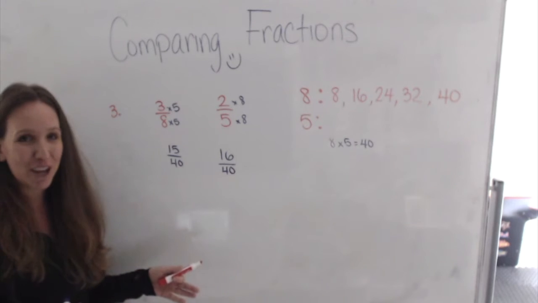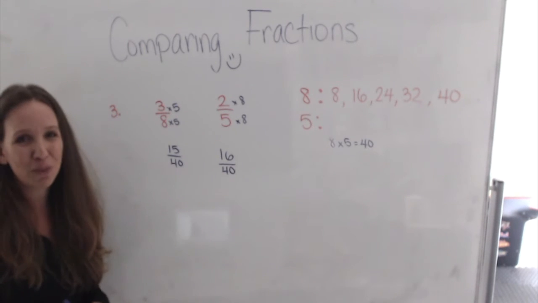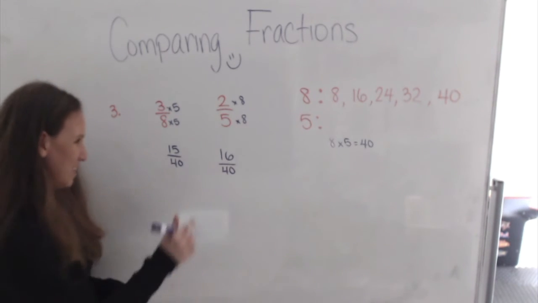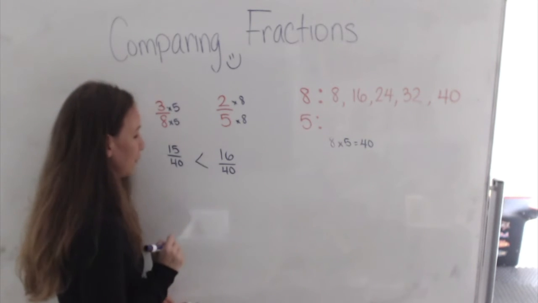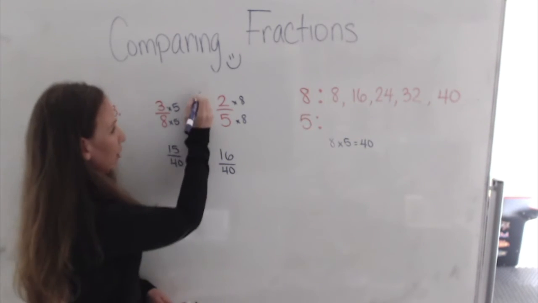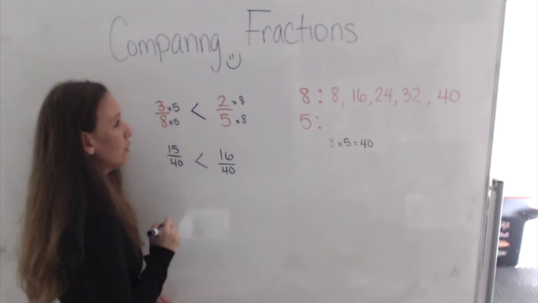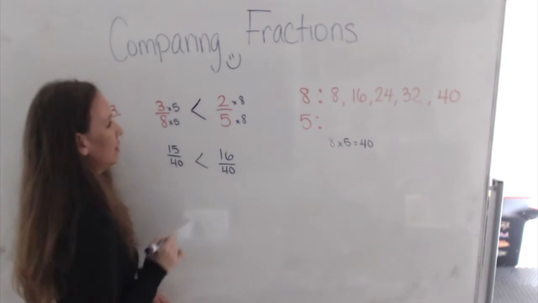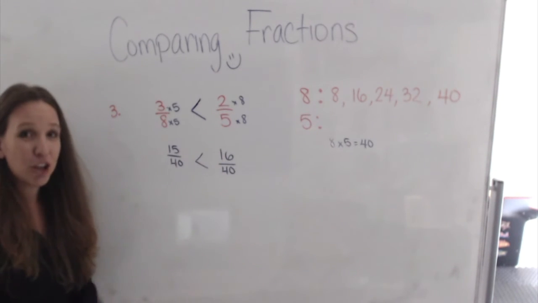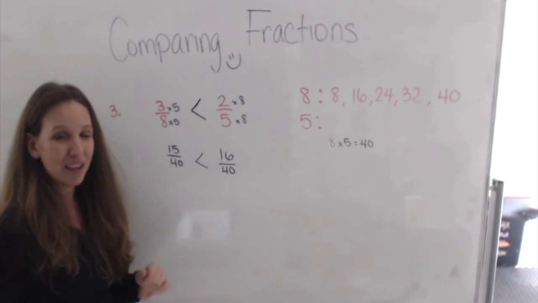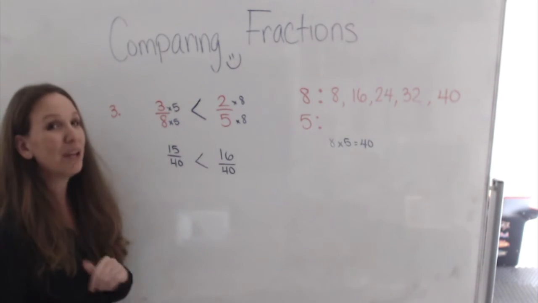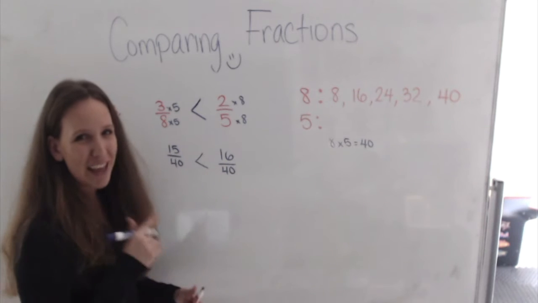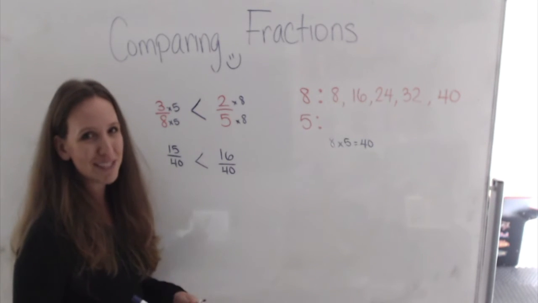So which one's bigger? 2/5 or 3/8? That's right. 16/40 is more than 15/40. So the 2/5 was more than the 3/8. You know, when I first started this problem, I thought that there might be a chance that 3/8 was more than 2/5. That's why it's really important we find those common denominators.